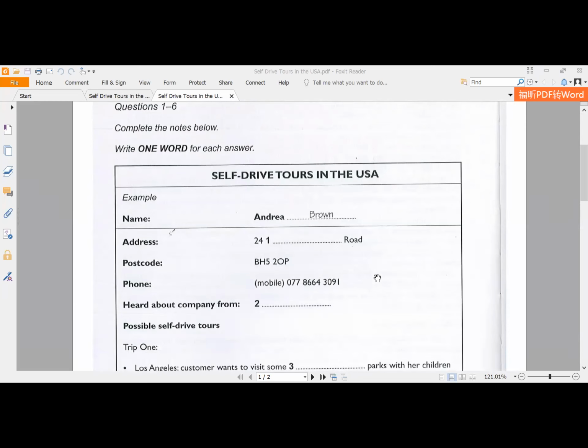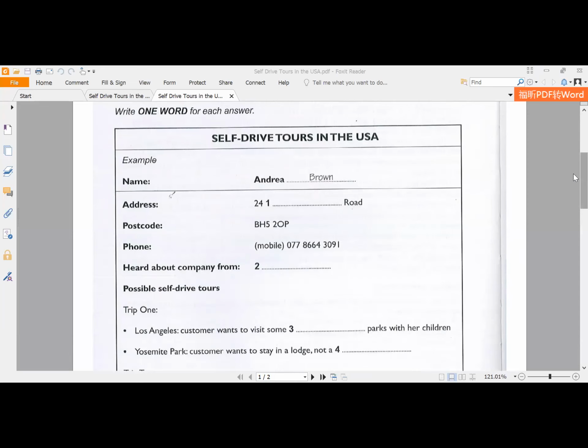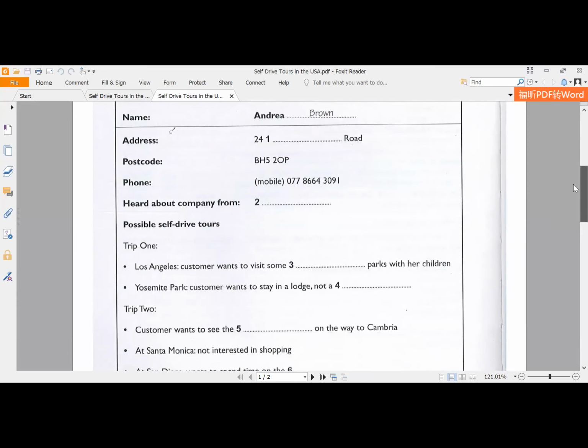She will ask about self-drive tours in the USA, and you will need to complete the form. And in each blank, you will be able to write only one word. And here, this is not something new, right?